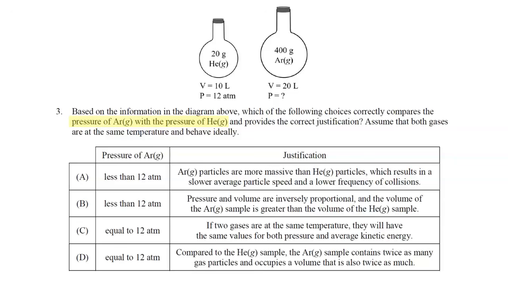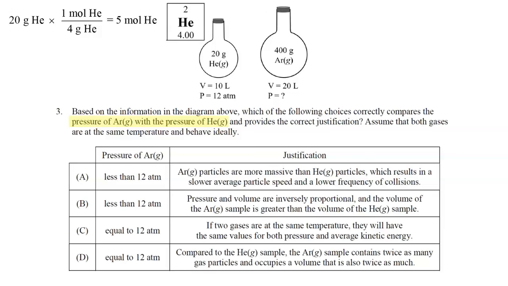So in the diagram, we have helium in the flask on the left, and we have argon in the flask on the right. So I'll start with the flask on the left that contains helium. There are 20 grams of helium. And based on the information on the periodic table, the molar mass of helium would be 4 grams per mole. And so 20 grams of helium divided by the molar mass of 4, that tells me that there are 5 moles of helium in that flask on the left.